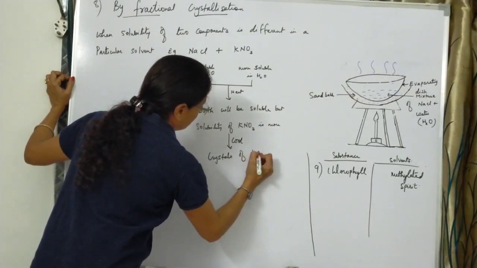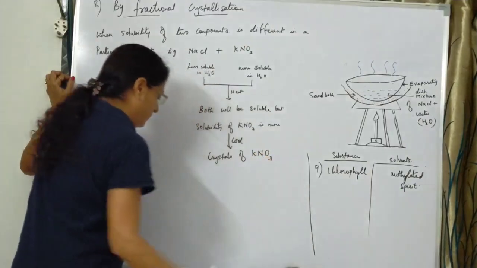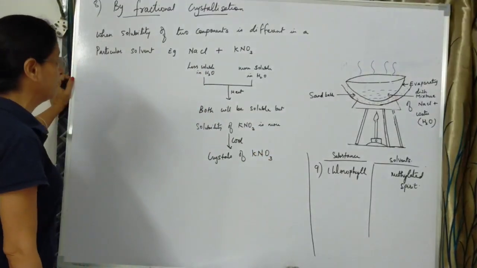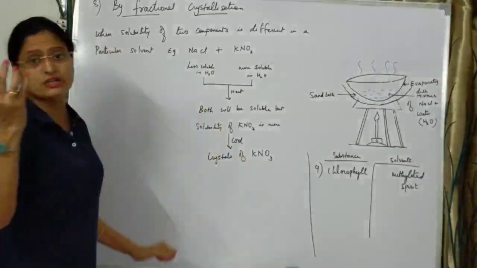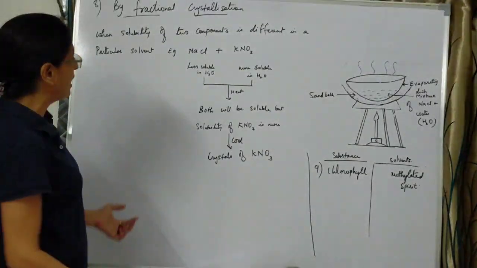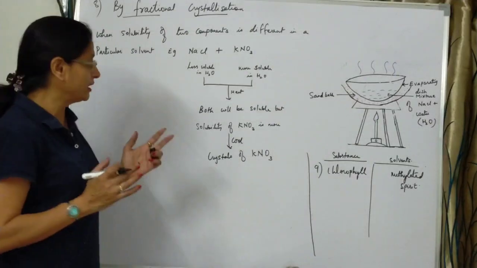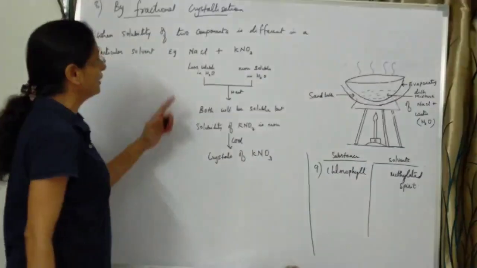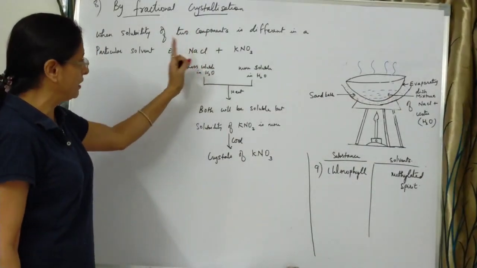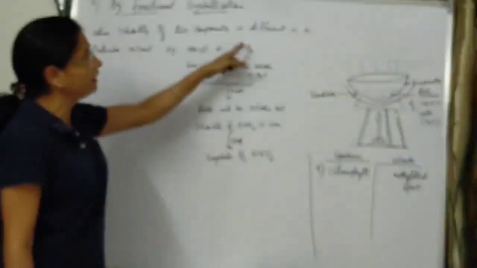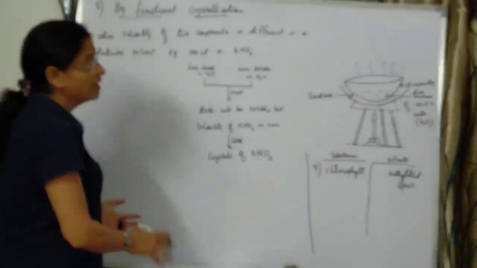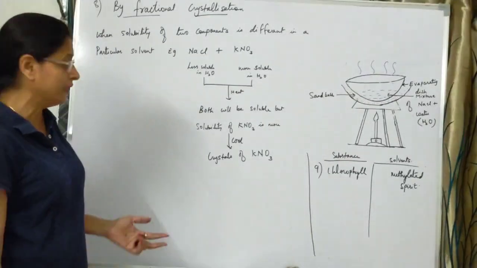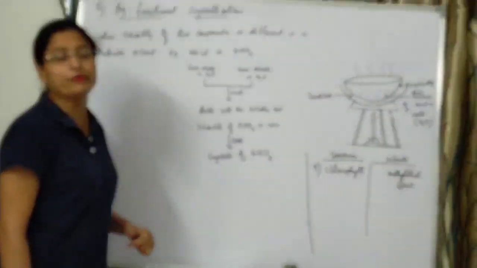Crystals of potassium nitrate we will be recovering back over here. Once you get a few crystals of potassium nitrate, you again take that solution, the remaining solution, water containing sodium chloride and potassium nitrate. Again you heat it and cool it, and you will be getting more crystals of potassium nitrate.